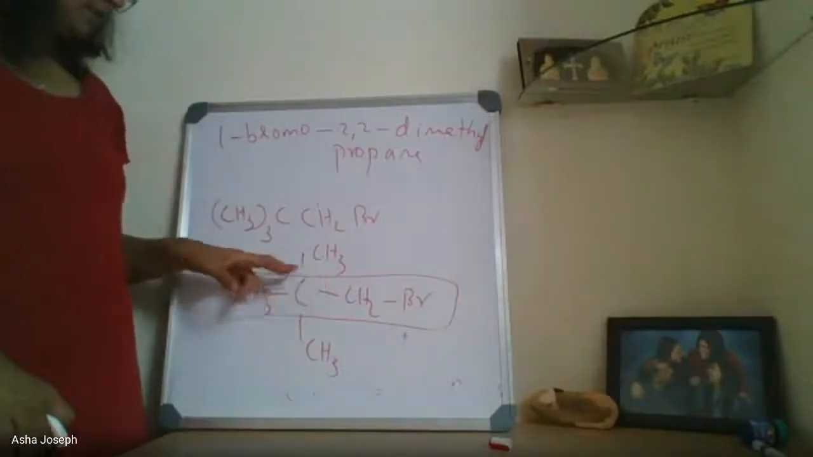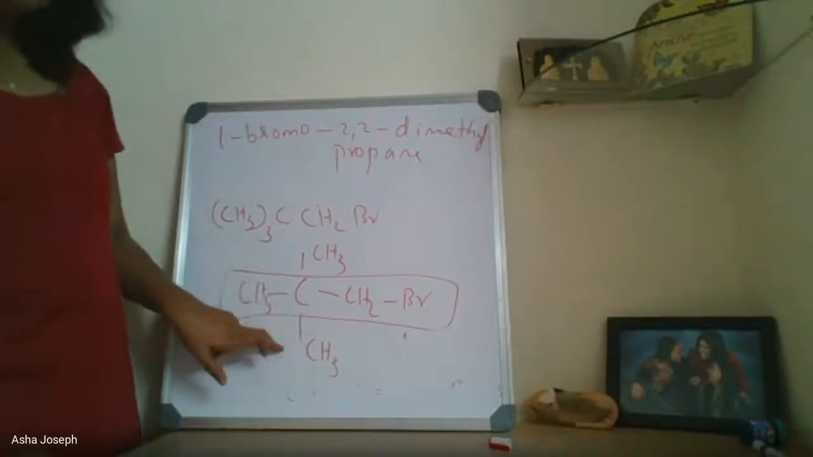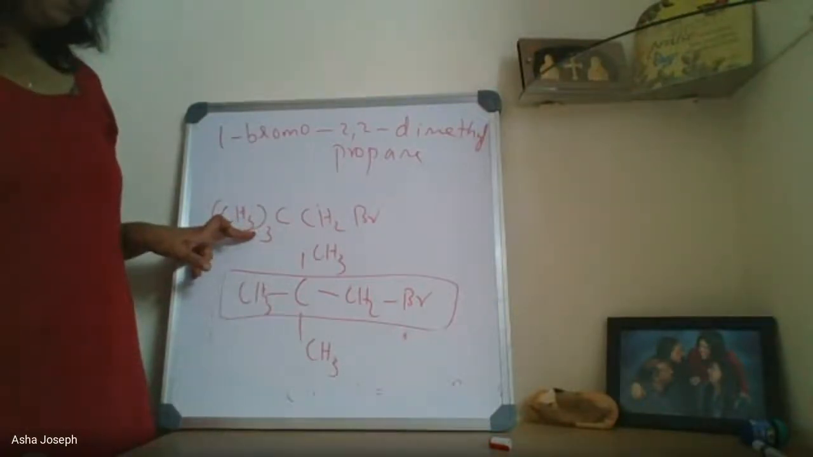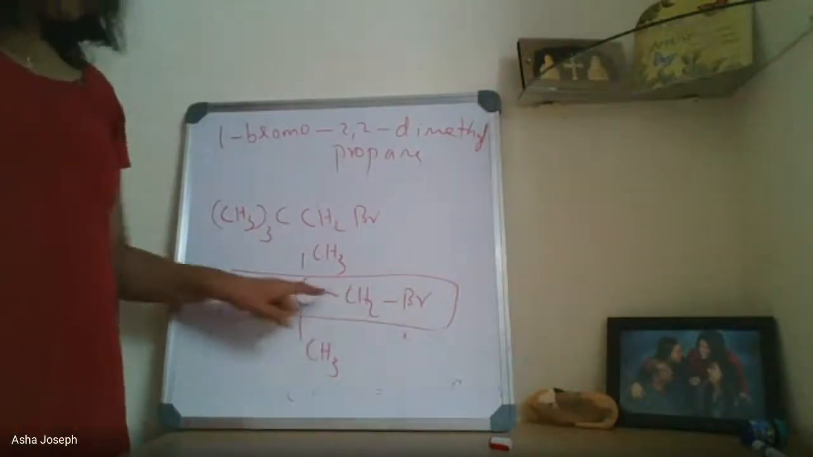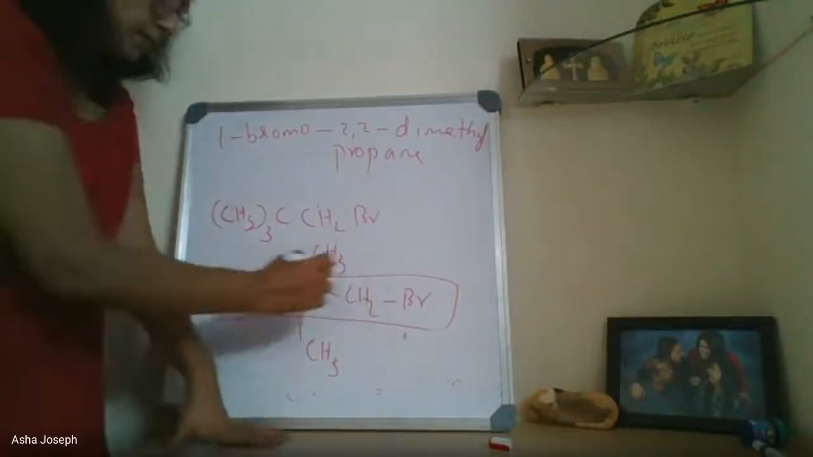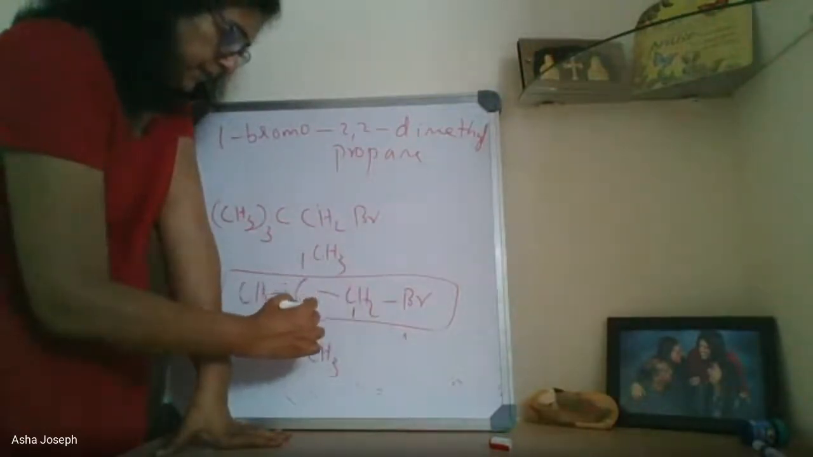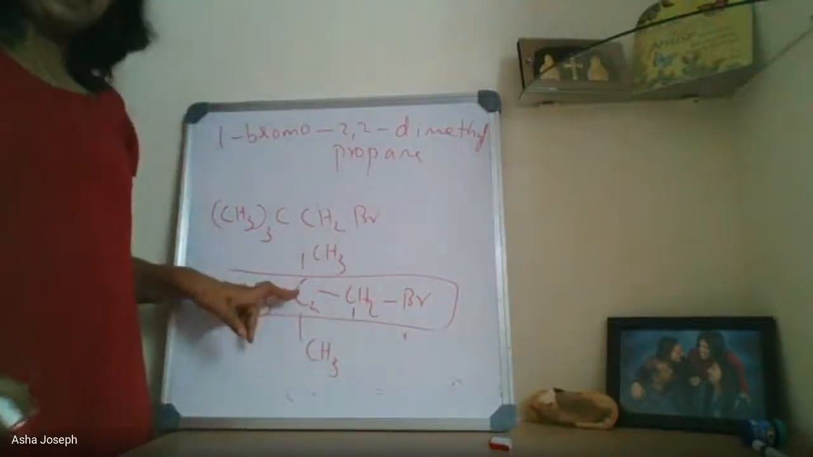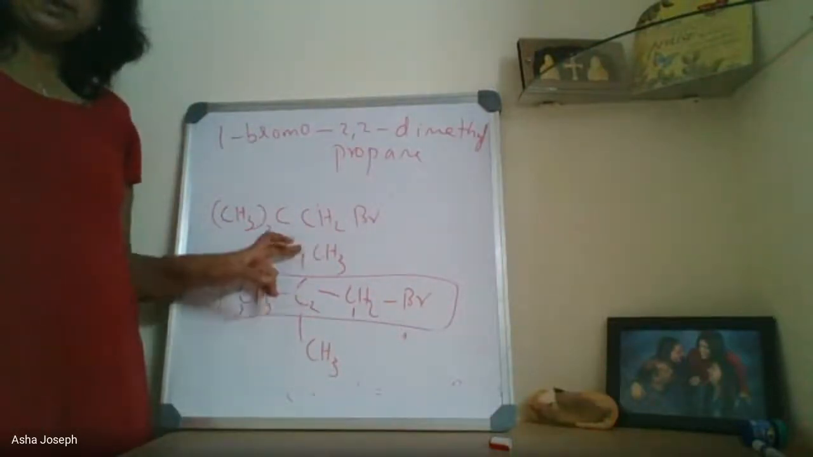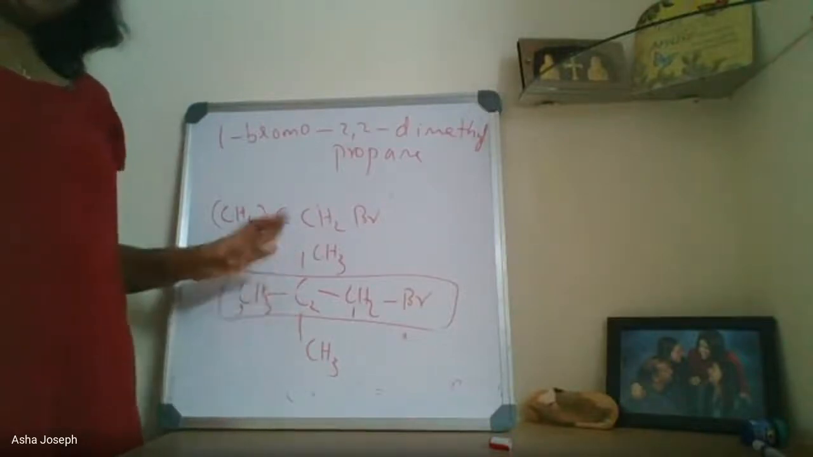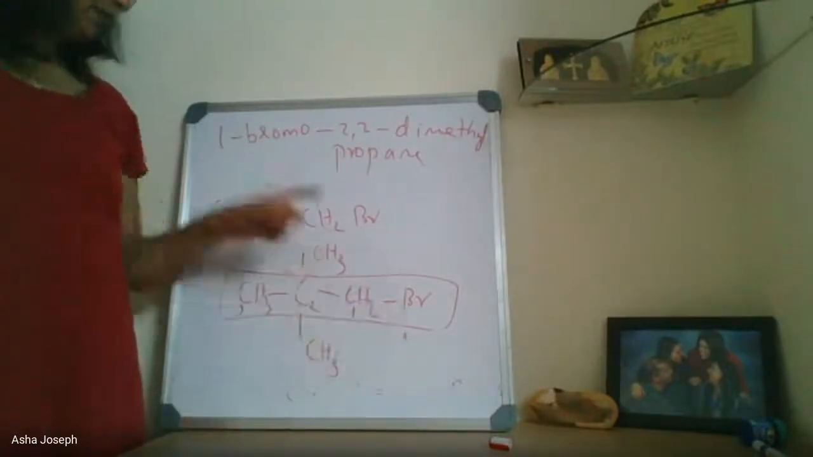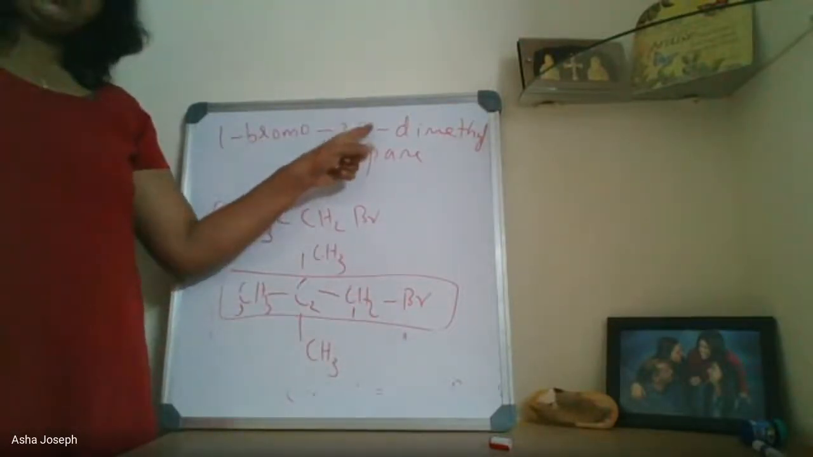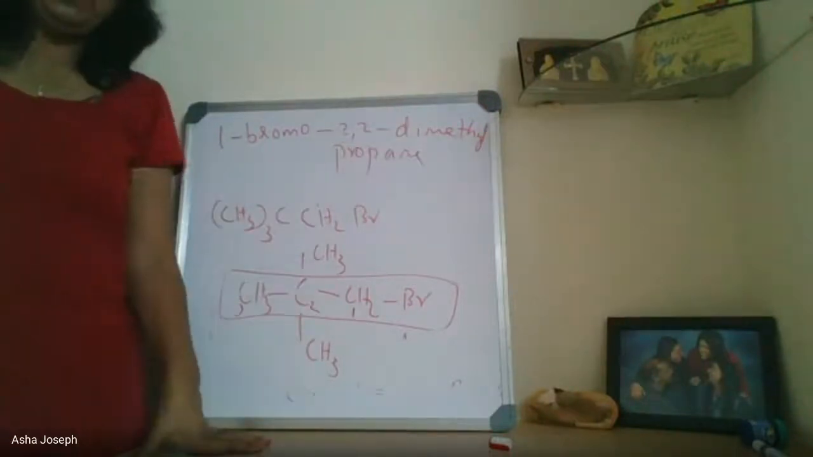Ma'am, can you repeat, ma'am? See, this is the compound which I wrote here. I expanded, and I have to select the chain. This is the chain, 1, 2, 3. This is the first carbon, carrying the functional group. This is the second carbon. So 2 methyl groups are connected to the second carbon, and so it is a bromopropane. And B comes first. So 1 bromo, 2, 2 dimethyl propane. Clear?